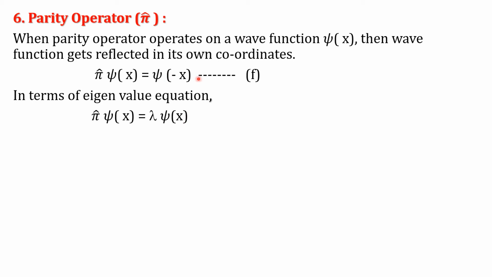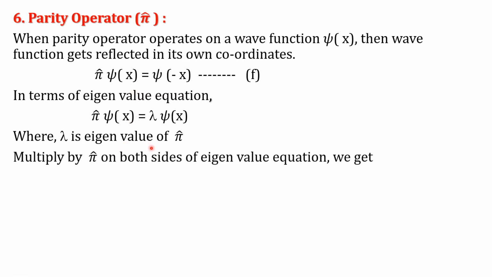Here, using this equation according to the definition, Π ψ(x) equal to ψ(−x) and Π ψ(x) equal to λ ψ(x), these two equations we are simplifying here. Hence, firstly, we find that if the parity operator is again operated on the function on both sides of this eigenvalue equation, then this equation becomes, parity is operated on both sides.